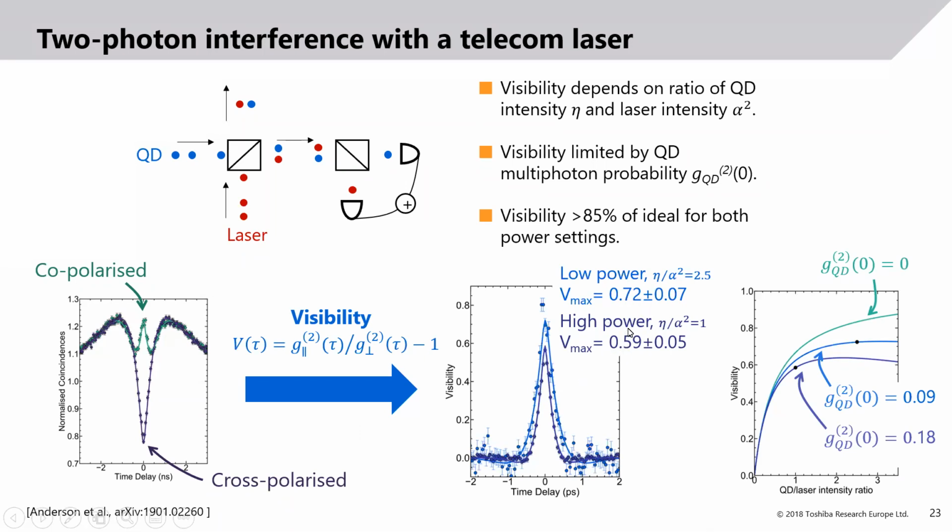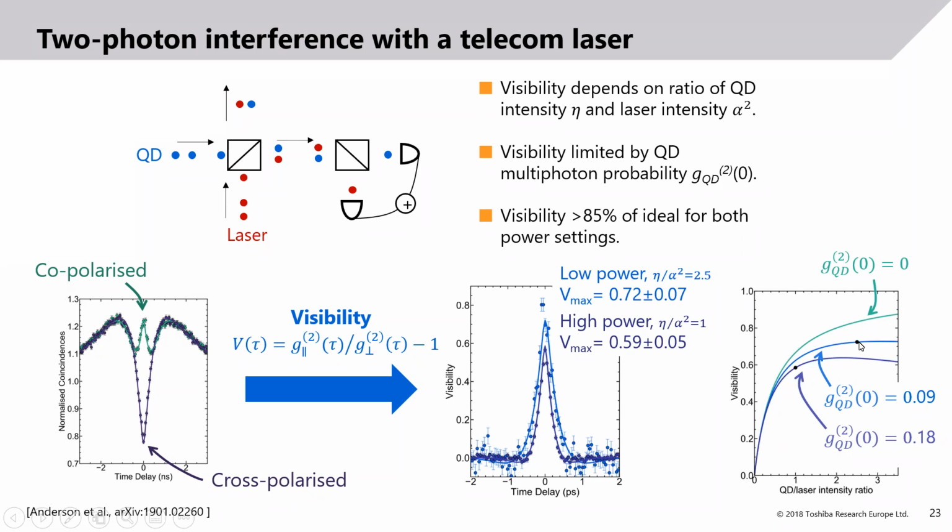So as I was saying, a limiting factor is this ratio. So if we plot the visibility we would expect as a function of the ratio between quantum dot photons and laser intensity, in a perfect scenario where the G2 of the dot is really 0, we would follow this curve. If we have finite G2, then we would be on these curves. And in fact, this is exactly where we are for our measurements.